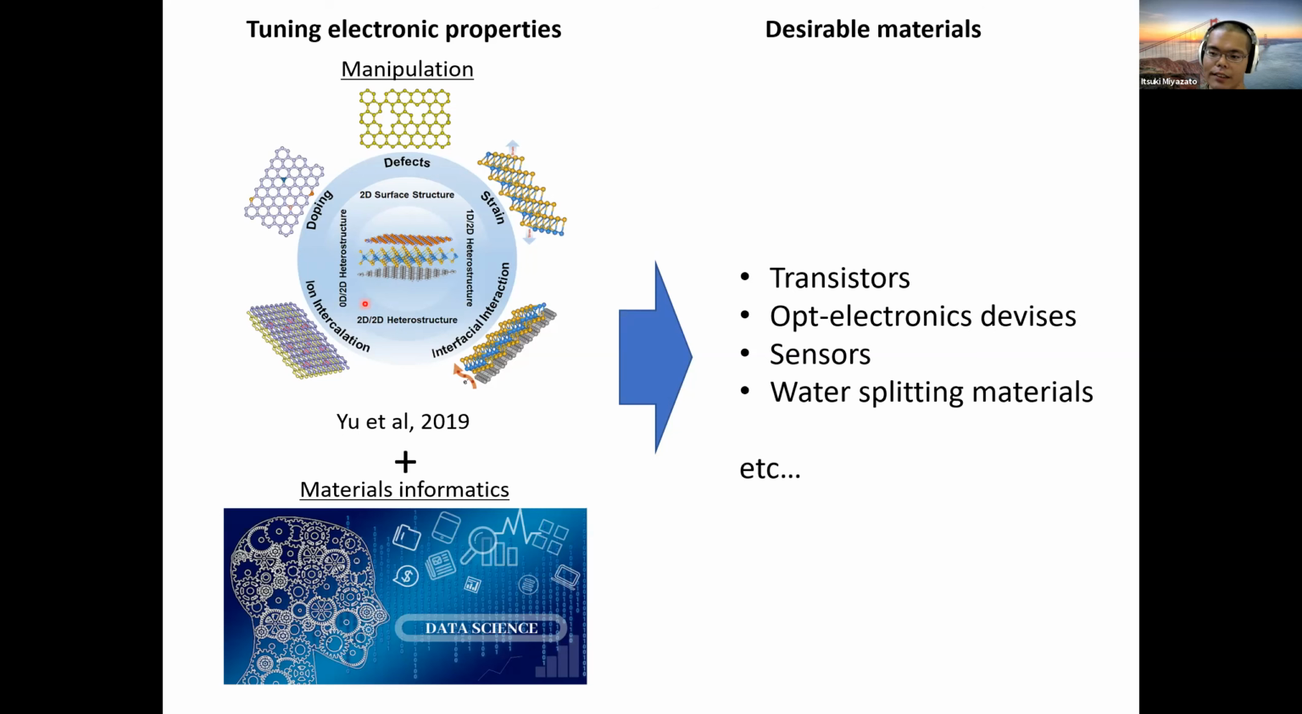Additionally, data science can accelerate the prediction of novel materials, as Professor Takahashi said, by capturing the trend of the accumulated data. So I would like to present an example of tuning the electric properties of two-dimensional materials via structural manipulation and data science techniques.